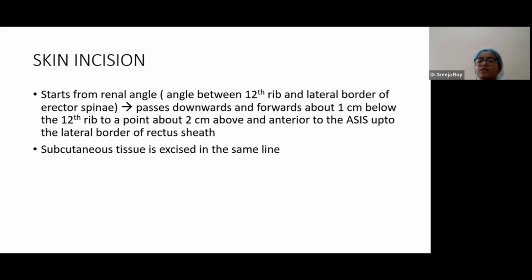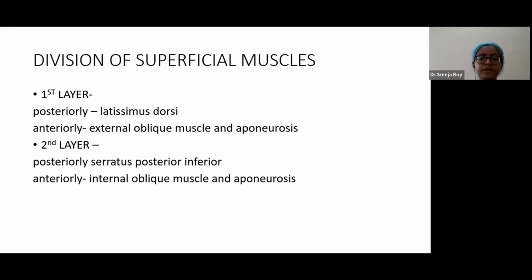So, first the skin incision. We start from the renal angle, that is the angle between the 12th rib and the lateral border of erector spinae. We pass the incision downwards and forwards about 1 centimeter below the 12th rib to a point about 2 centimeter above and anterior to the anterior superior iliac spine, up to the lateral border of rectus sheath. Subcutaneous tissue is incised in the same line.